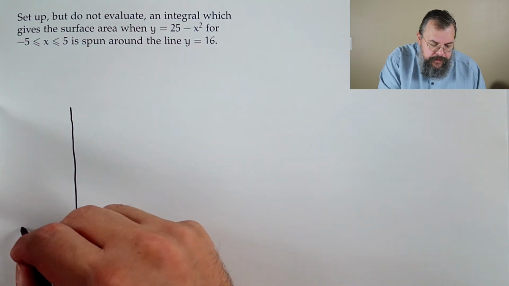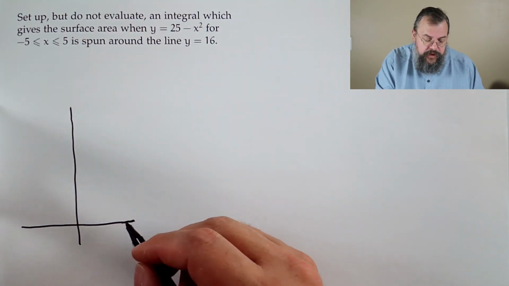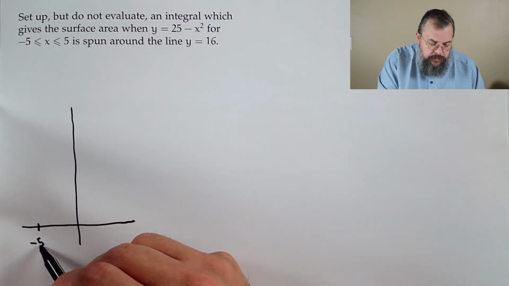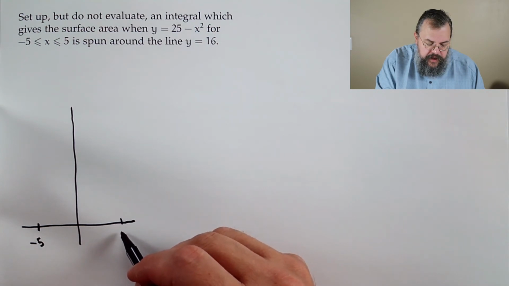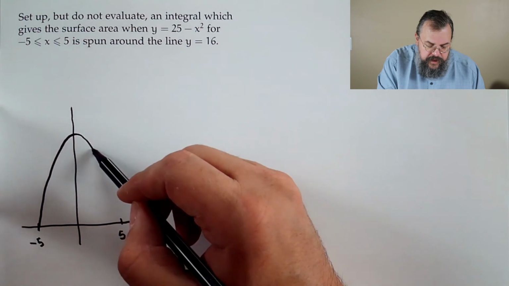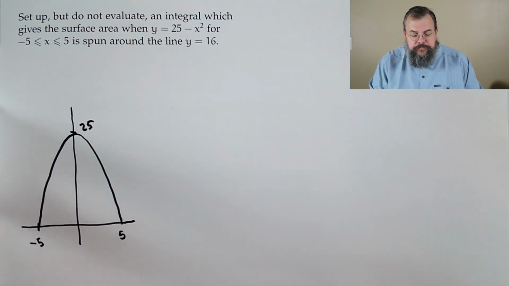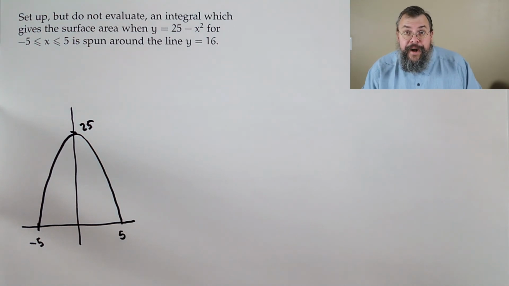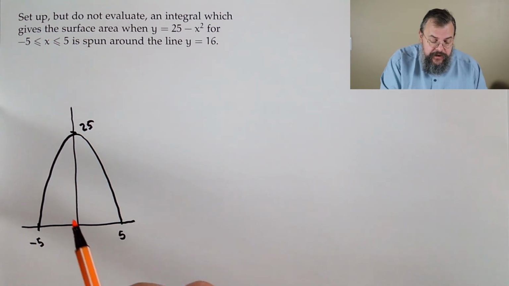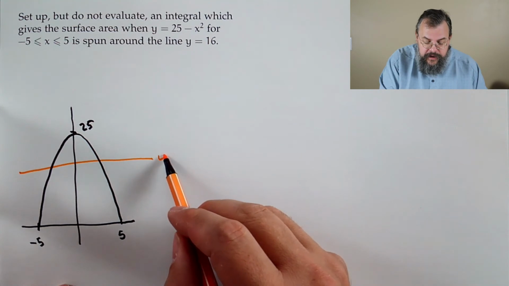Okay, so what do we have? Well, 25 minus x squared, that's not so hard. That's an upside down parabola. In fact, that one we can pretty much draw without any problems at all. Intercepts at negative 5 and positive 5, and comes up and comes down. And over here is 25. Where are we spinning it around? Well, we're spinning it around y equals 16, which is right here.